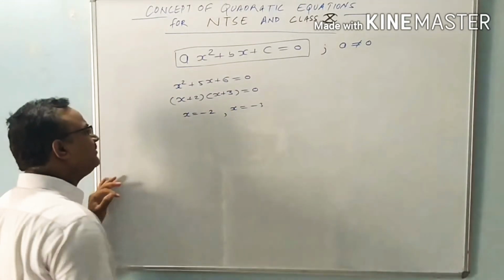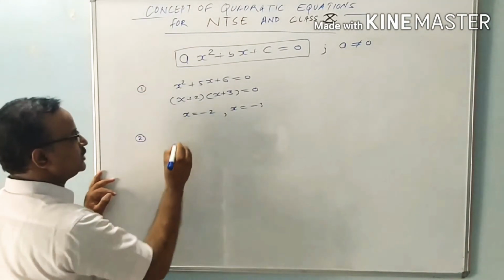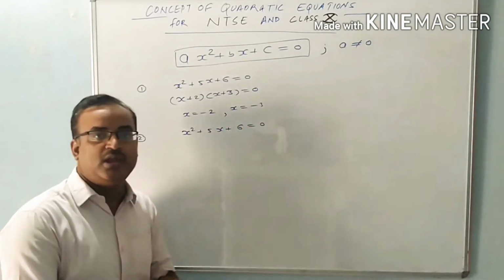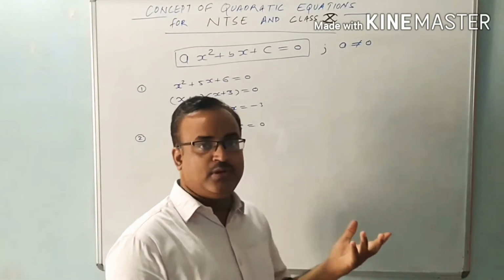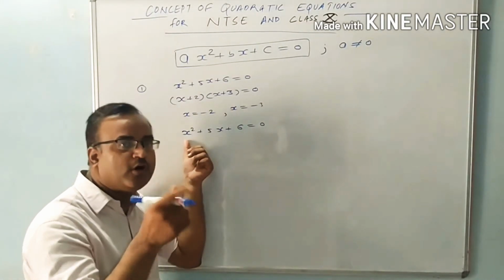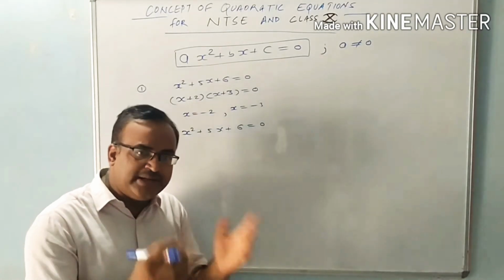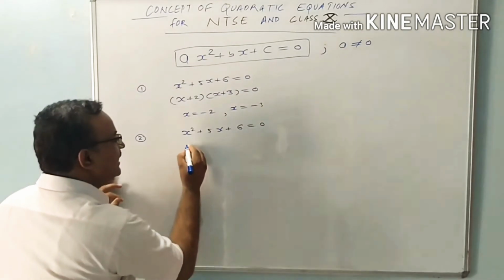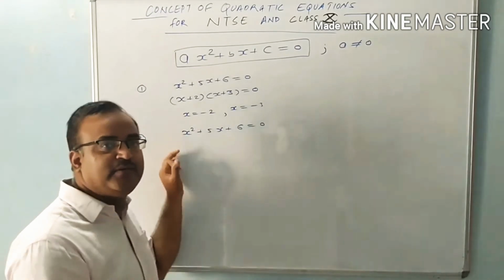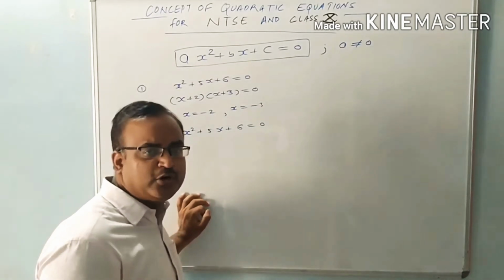Now, the second method is completing the square method. This is the first method, and now the second method is completing the square. So x square plus 5x plus 6 is equal to 0 is given. How can we apply the completing the square method? Before using it, we have to check the coefficient of x square. If the coefficient of x square is 1, then completing the square is very easy. If it is not 1, then we will take it common. Suppose 2x square is written, we will first take 2 as a common. But now we can see the coefficient of x square is 1, so there is no need to take common.